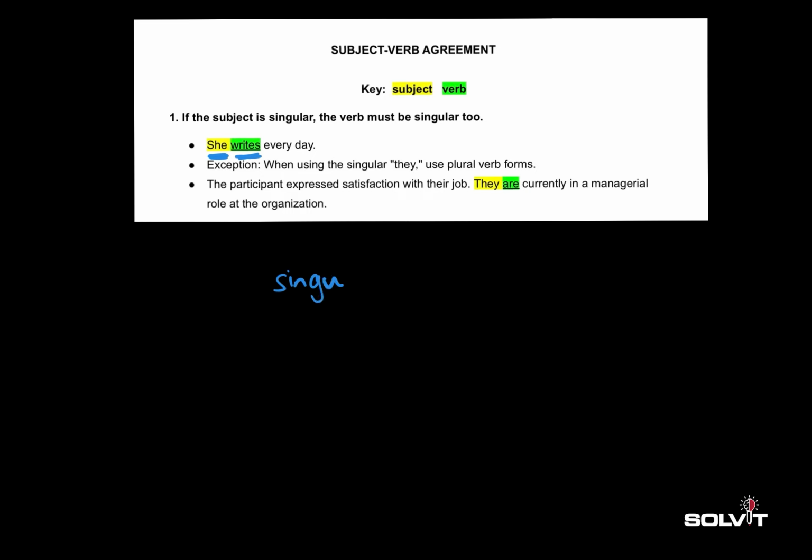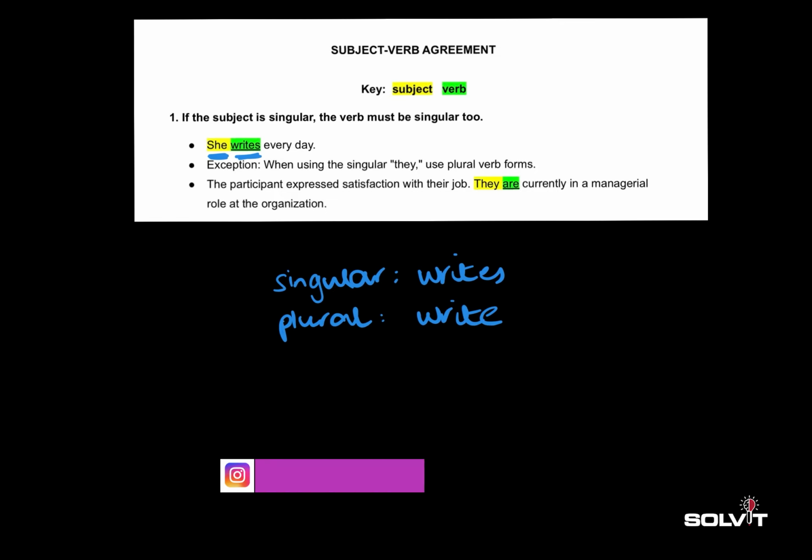I'll just write this down. Singular form is writes, and plural is write. But it's like this in the case of this sentence. It's not always like this, okay? It depends on the context of the sentence. So this sentence is saying that she writes every day. So she and writes are both in agreement because they are both singular. Okay, there's one exception to this.